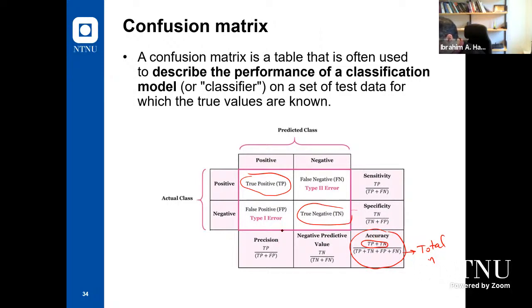Precision is true positive divided by true positive plus false positive. True positive divided by true positive plus false negative is sensitivity. I guess it's sensitivity or recall. Yes. So we will have the explanation here.